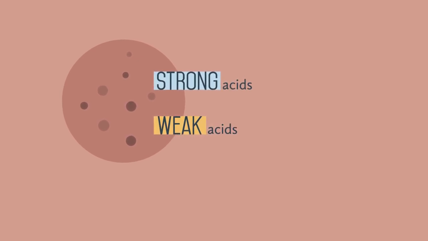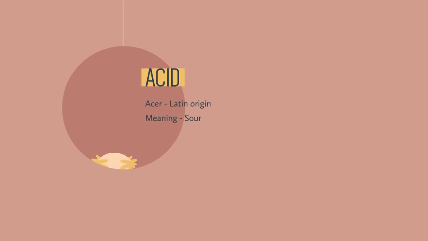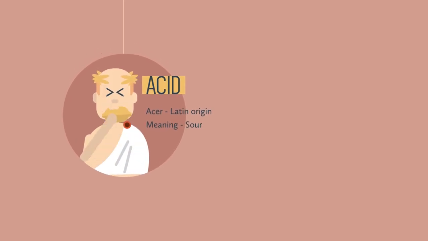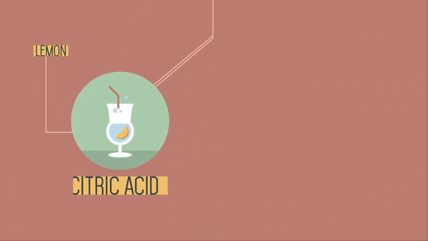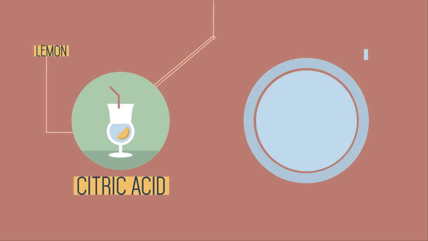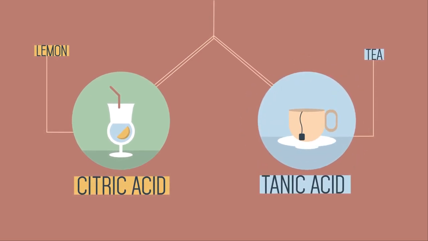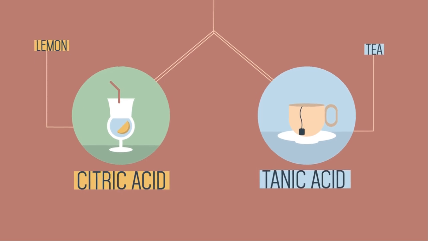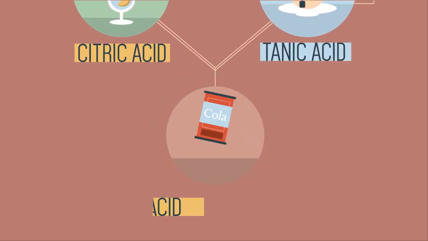In this video, you're going to discover more about strong and weak acids and what makes them this way. The word acid comes from the Latin word acer, meaning sour, and you may have eaten some of them today. Lemons contain citric acid, which makes the flavour of other foods seem less acidic. Tea contains tannic acid, vinegar ethanoic or acetic acid, and fizzy drinks carbonic acid.